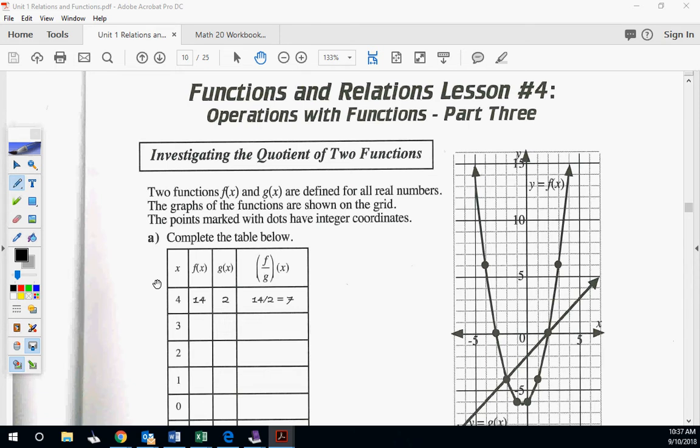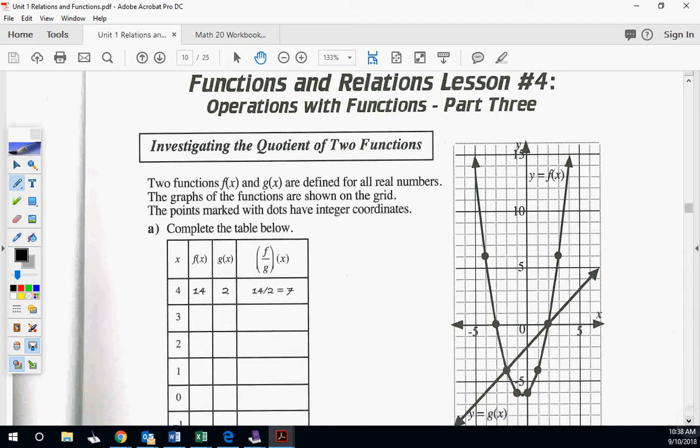We've got operation functions part 3, which focuses on the quotient. Part 1 was adding and subtracting. Part 2 was multiplying, and part 3 is dividing. Due to last week being crazy, we were supposed to do this last week, so we've got to hustle and get through it here.